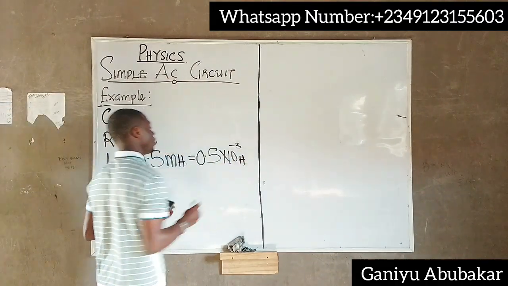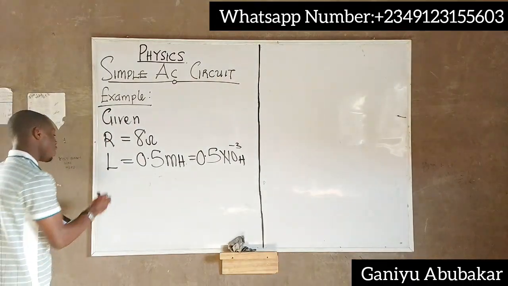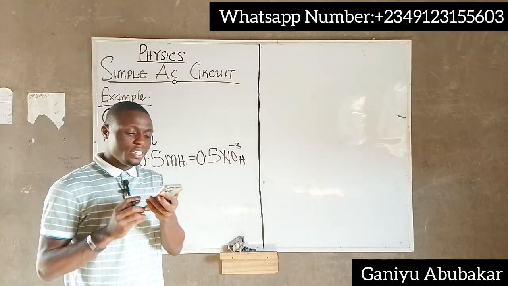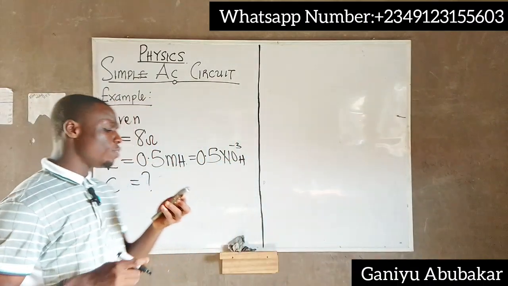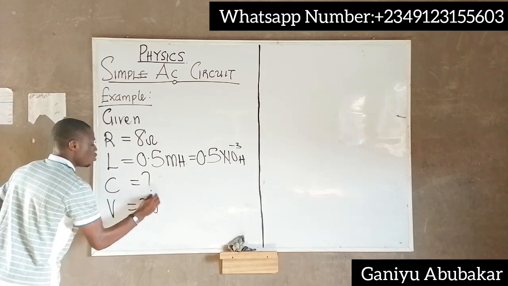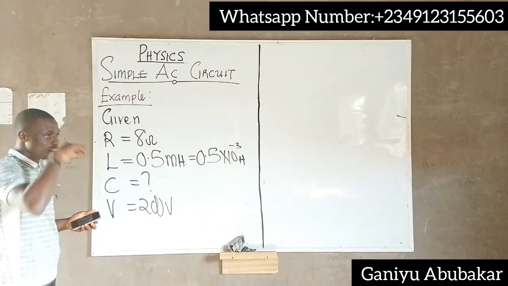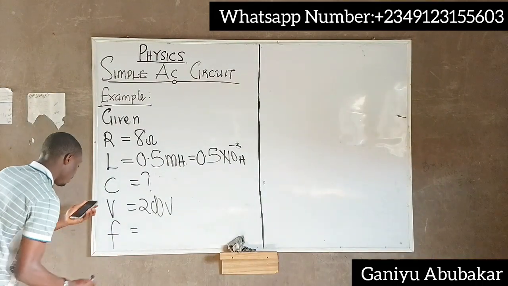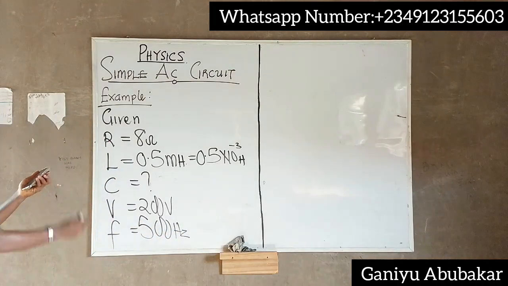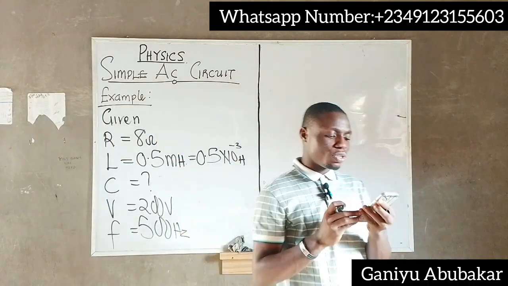Next up, a variable capacitance. So we're looking for the variable capacitance, C is unknown. It is connected in series across 200 volts, so the voltage there is 200 volts, and the frequency, because that's Hz, hertz, is F. F is 500 Hz supply. So I'm asked to calculate the capacitance to give resonance.